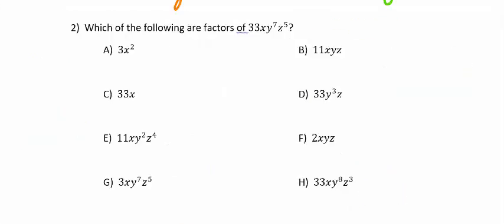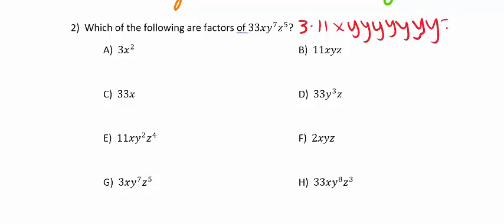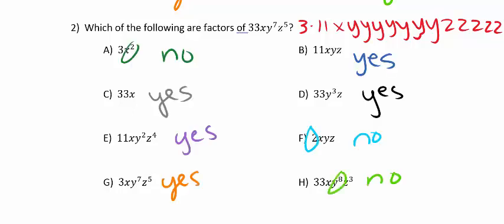Number 2, which of the following are factors of 33 x y to the 7th z to the 5th? So let's expand it out. 33 is 3 times 11, and then we have an x, y to the 7th, so 1, 2, 3, 4, 5, 6, 7, and then z to the 5th, 1, 2, 3, 4, 5. And we're going to check to see if the following are factors. Now I want you to go ahead and try this on your own and come back and check your answers. Okay, so check your answers now.